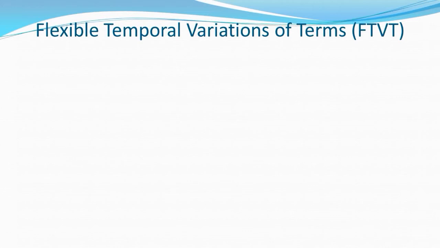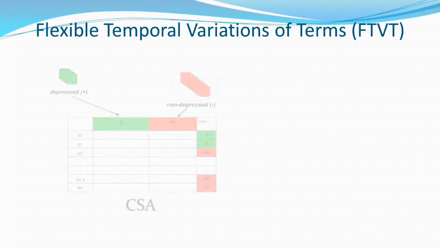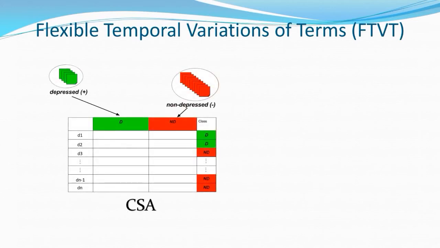Flexible temporal variation of terms is a semantic representation of documents that explicitly considers the partial information that is made available at different chunks over time. As presented for the first time in the eRisk 2017 challenge, temporal variation of terms is a document representation derived from concise semantic analysis, or CSA, which copes with the well-known drawbacks of bag of words. Namely, its sparse and high-dimensional vector space, and additionally, the absence of relationships among words.